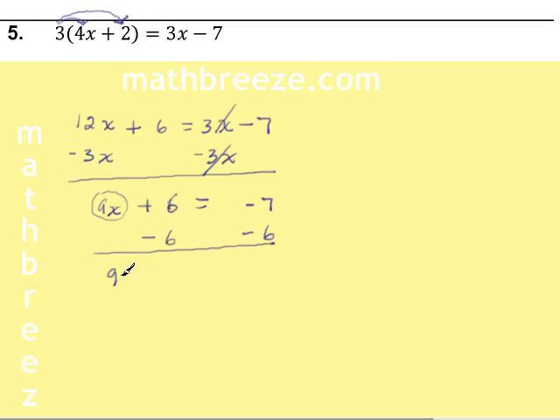Bring down the 9x. Here we have canceling. Bring down the equal sign. And here we have negative 7 plus negative 6 is negative 13. And now we're ready to isolate x by dividing both sides by 9. So we have x is equal to negative 13 over 9.